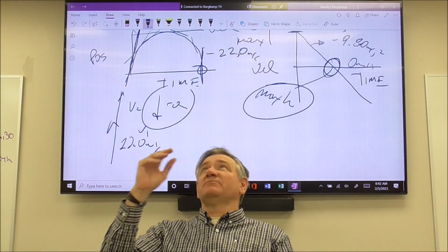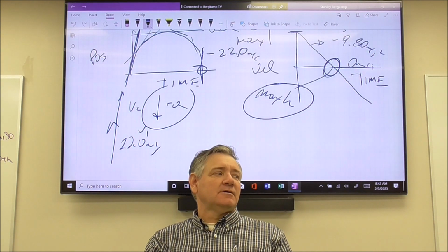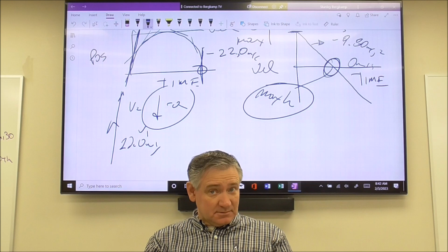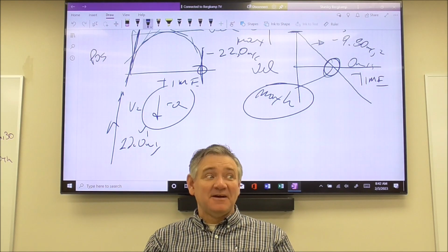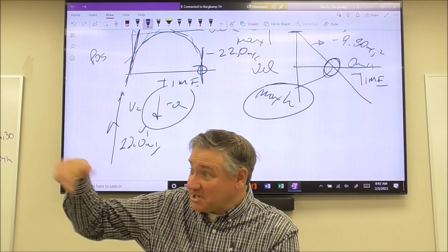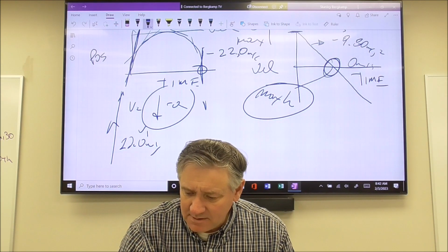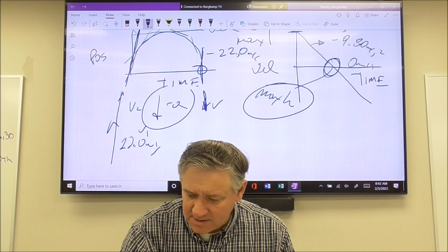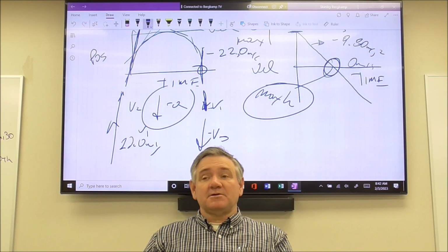On the way down, what's going to be the sign of my velocity? Positive or negative? Negative, because we changed the direction. So on the way down, here's going to be my V1. It's going to have some negative value. Here's my V2. That's going to have a big negative value. That's going to be getting bigger.